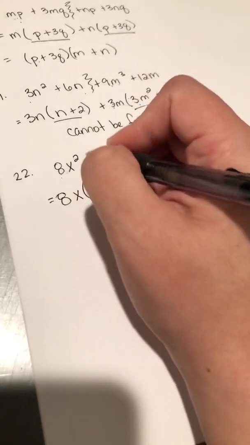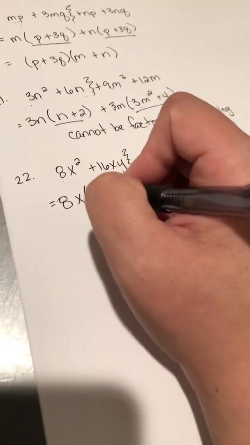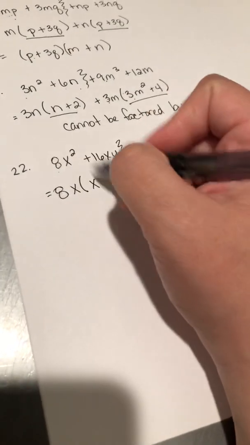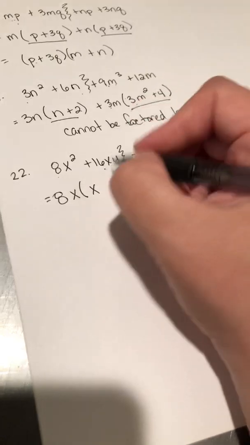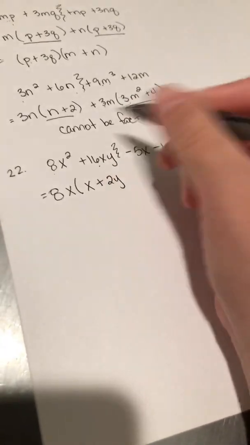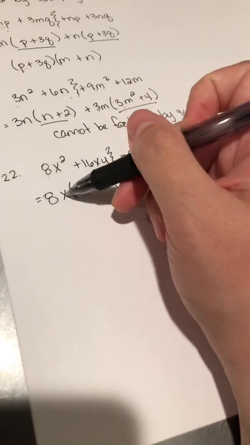So if I've got 8x squared and I factor out 8x, I just have an x left, because 8x times x is 8x squared. If I have 16xy and I factored out 8x, I have a 2y left, because that's 8 times 2 is 16, x and y.